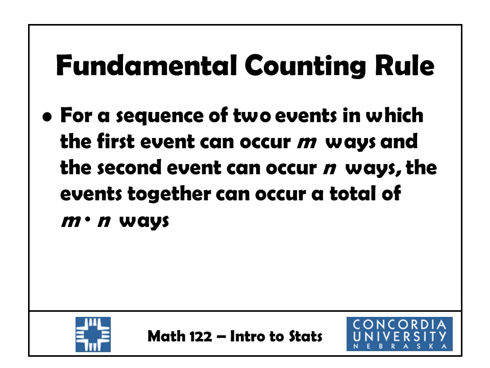These first 2 examples illustrate what we call the fundamental counting rule, which is easier to show by example than it is to explain formally, but we're going to go ahead and state its formal statement. For a sequence of two events in which the first event can occur in m ways and the second event can occur in n ways, the events together can occur a total of m times n ways. In other words, we simply multiply the number of possible choices to get the total number of possible choices.